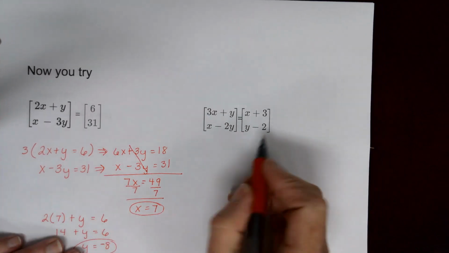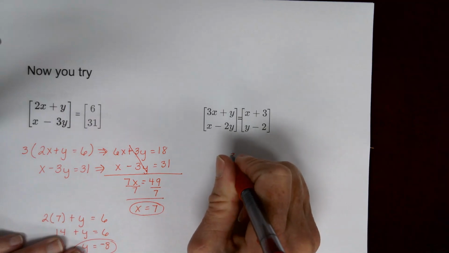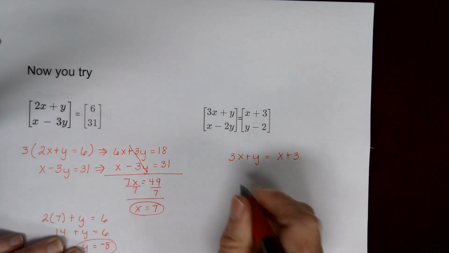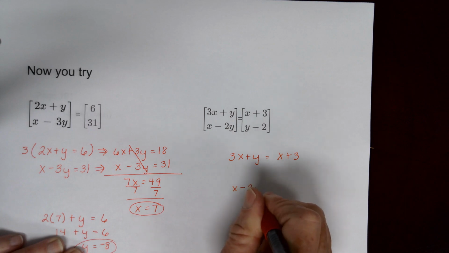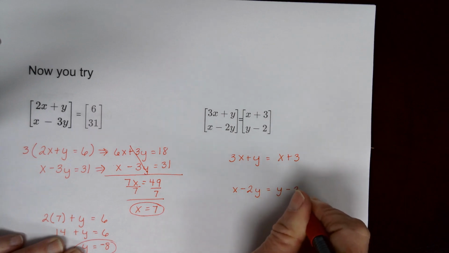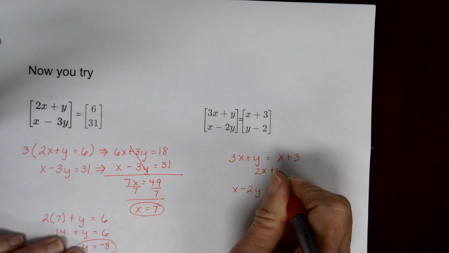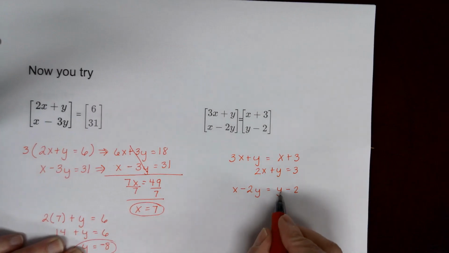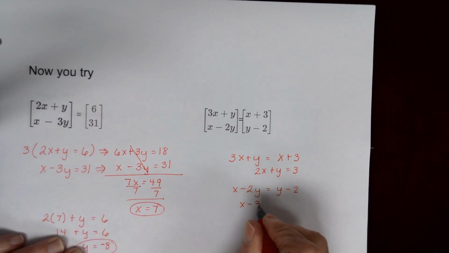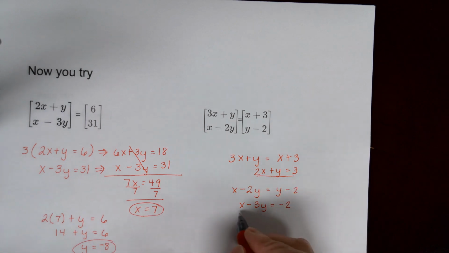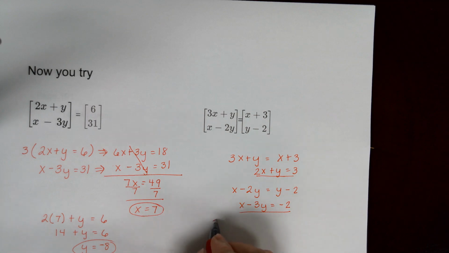All right, this one's a little bit more complicated. You have 3x plus y equals x plus 3, and you have, I'm going to leave a little space here, x minus 2y is equal to y minus 2. So you're going to have to bring the x over here. So you have 2x, because you're going to subtract the x, plus y equals 3. And then you'd bring the y over here. So you have x minus 3y equals negative 2. Now you can put these two equations together, this equation and this equation. So you have 2x plus y equals 3. And you have x minus 3y equals negative 2.